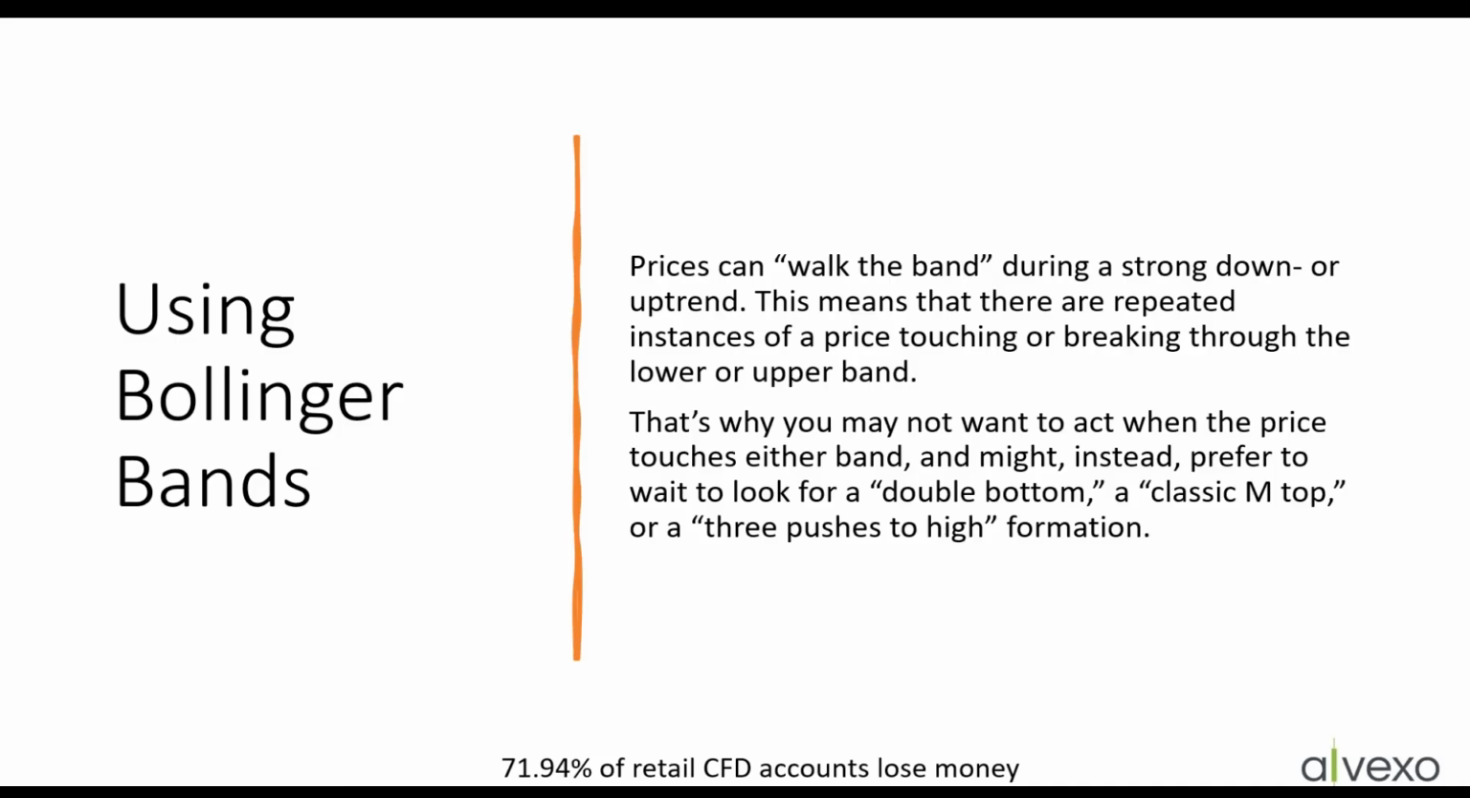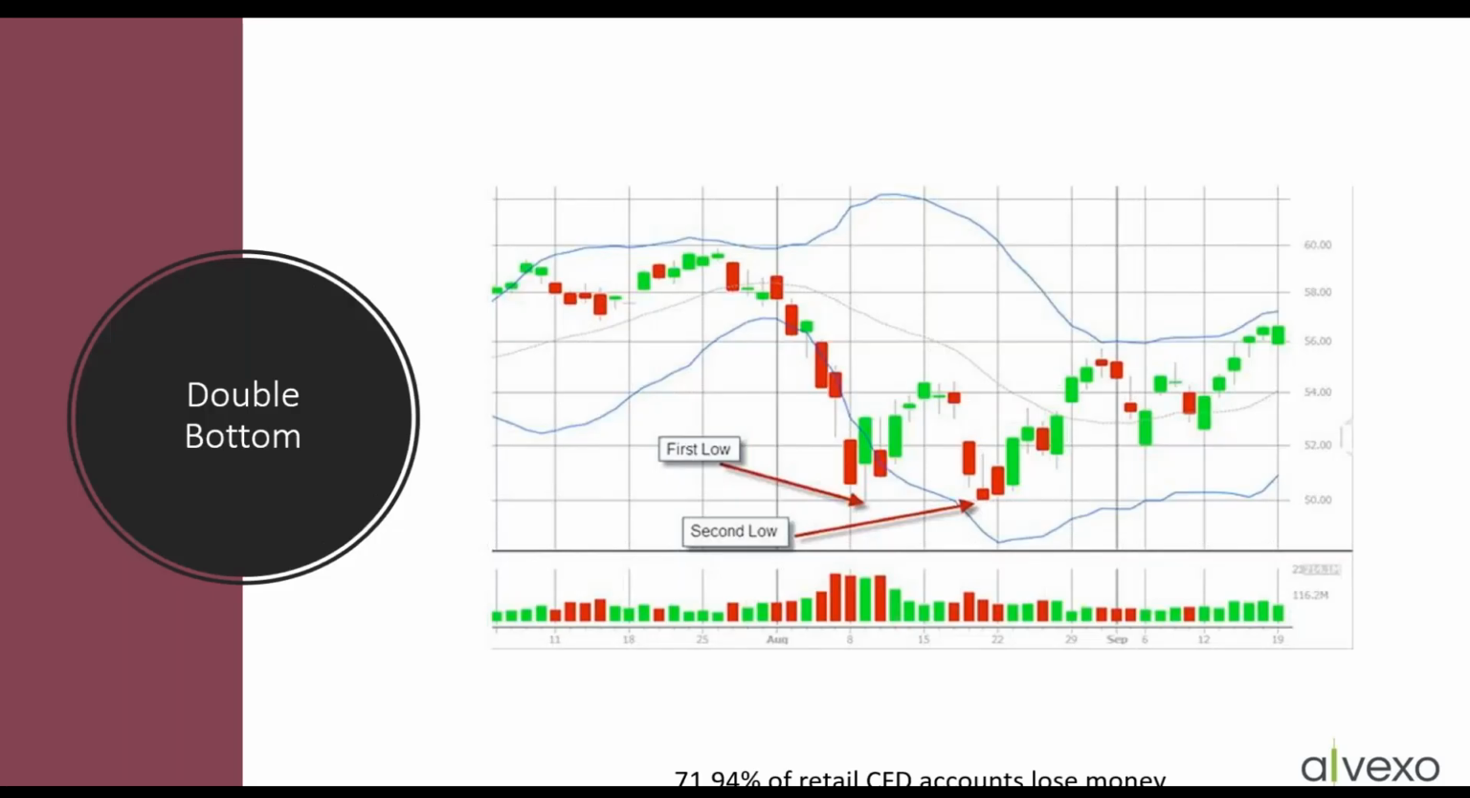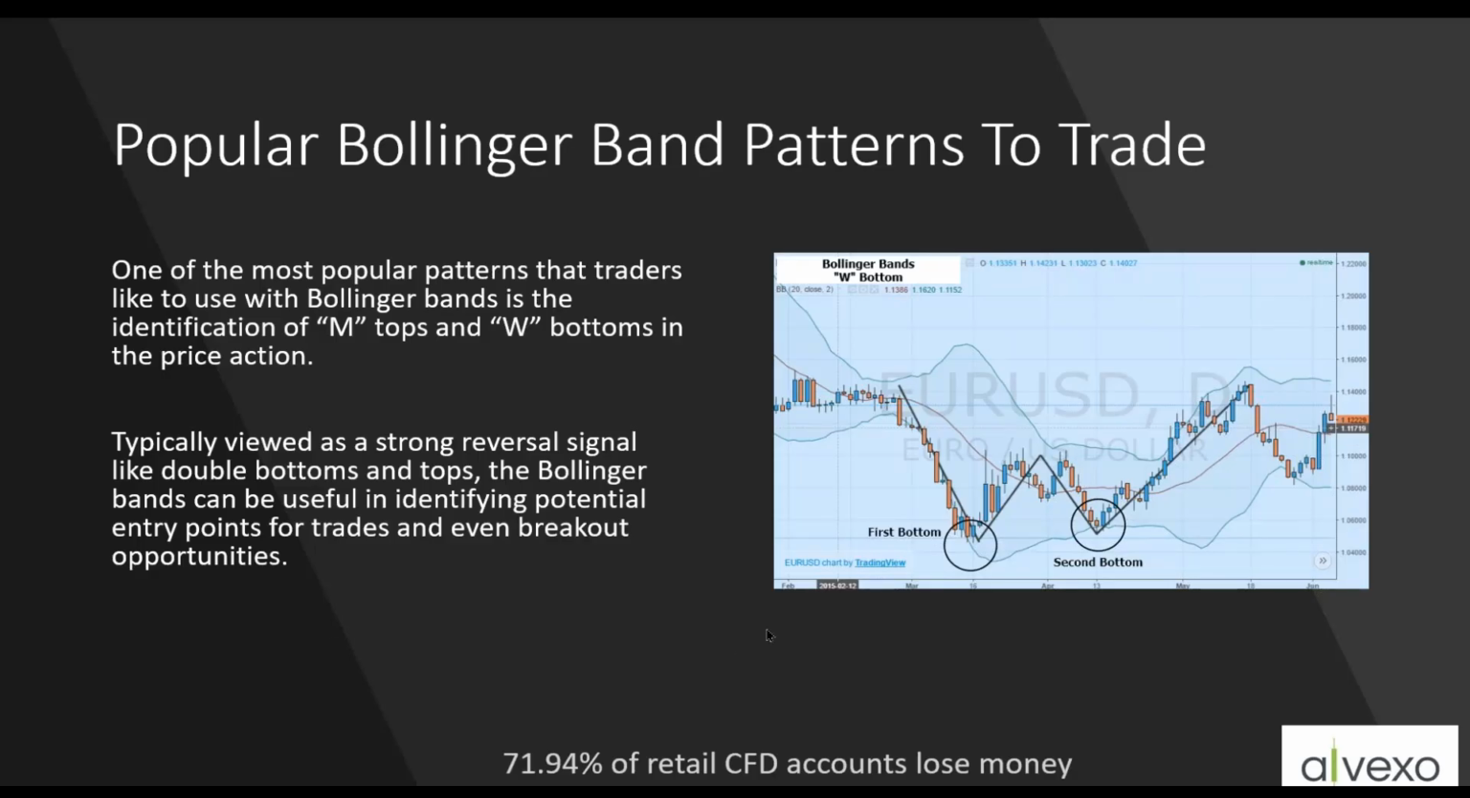Now, price can walk the bands during a strong down or uptrend. This means there are repeated instances of the price touching or breaking through the upper or the lower band. Remember, I showed you on the chart, we can see price walking up the band or walking down that band. That's why you may not want to act when the price touches either band, and you might instead prefer to wait and look for a double bottom or double top. But as long as price is riding that band and staying above the moving average, you most likely have that trend continuing.